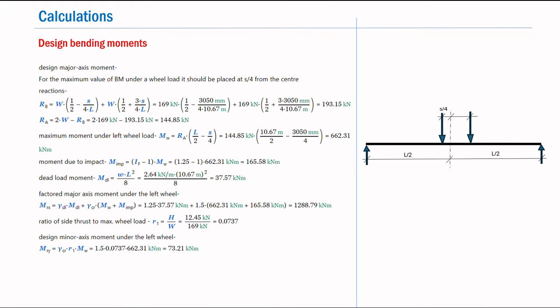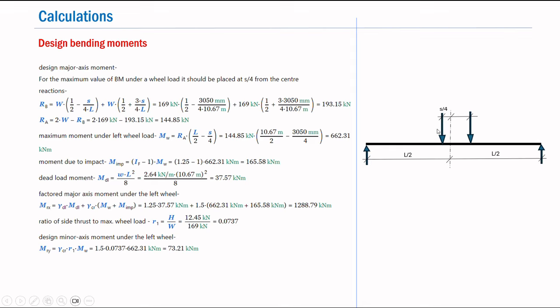Fine, so let us start with the design evaluation of the bending moments. Obviously, we know that for a beam that is subjected to a two-wheel load system, for the bending moment, for example, to be maximum under a left wheel, it should be placed at a distance of S by 4 from the center line of the beam.